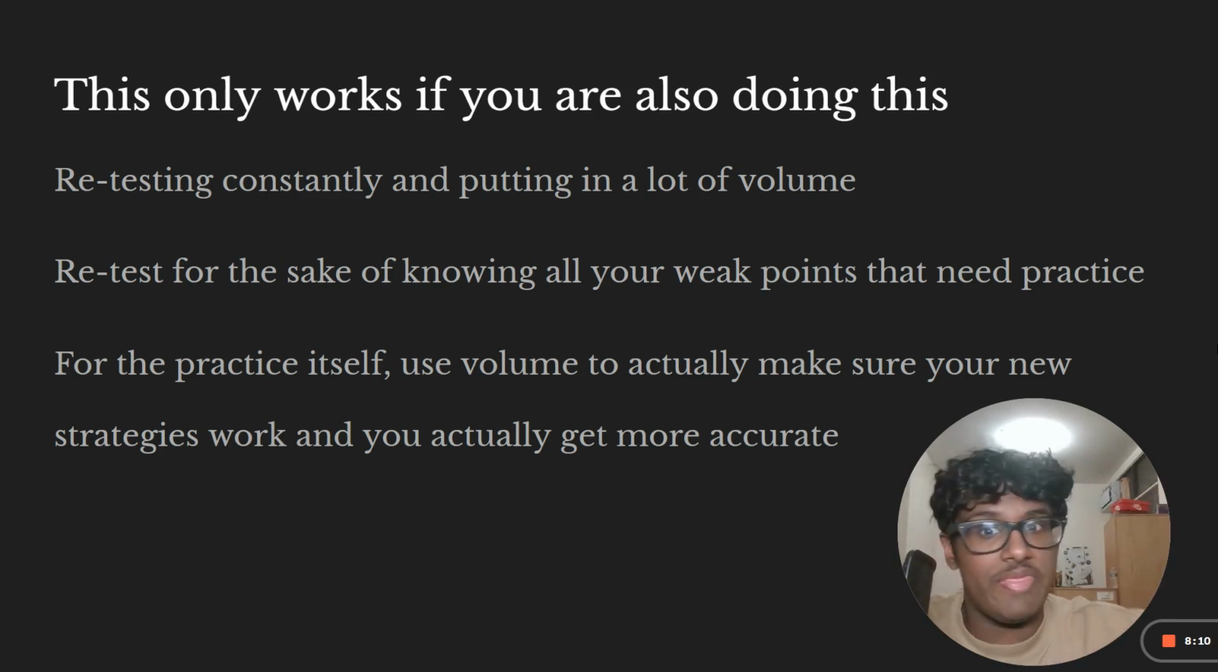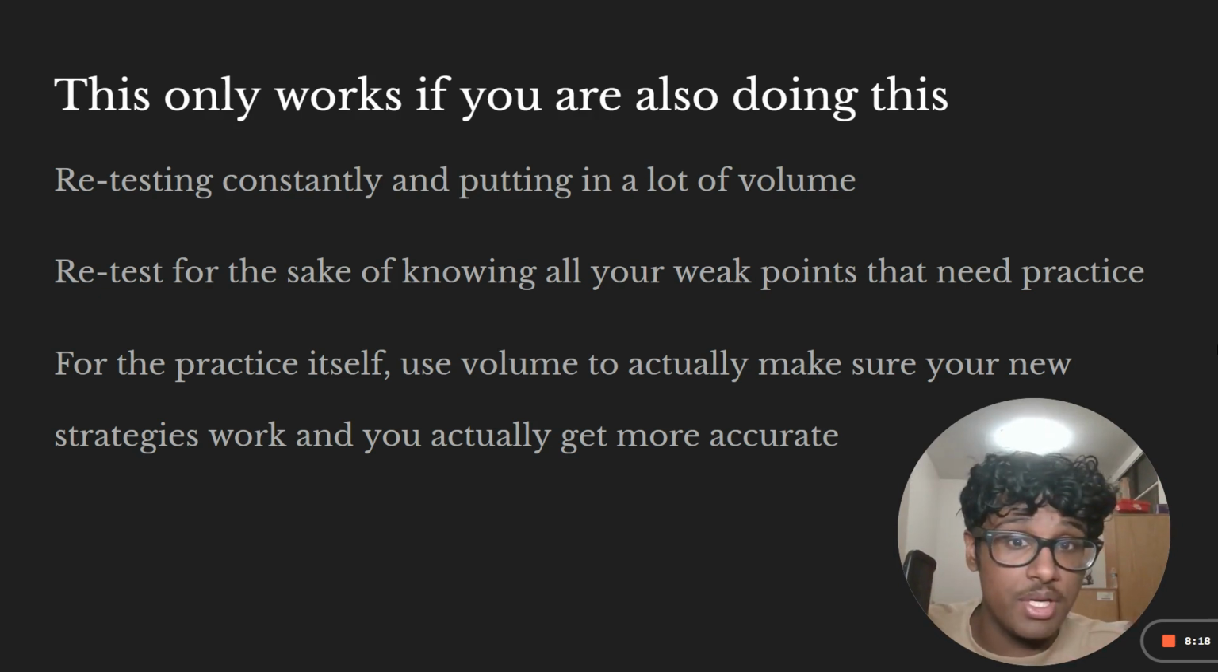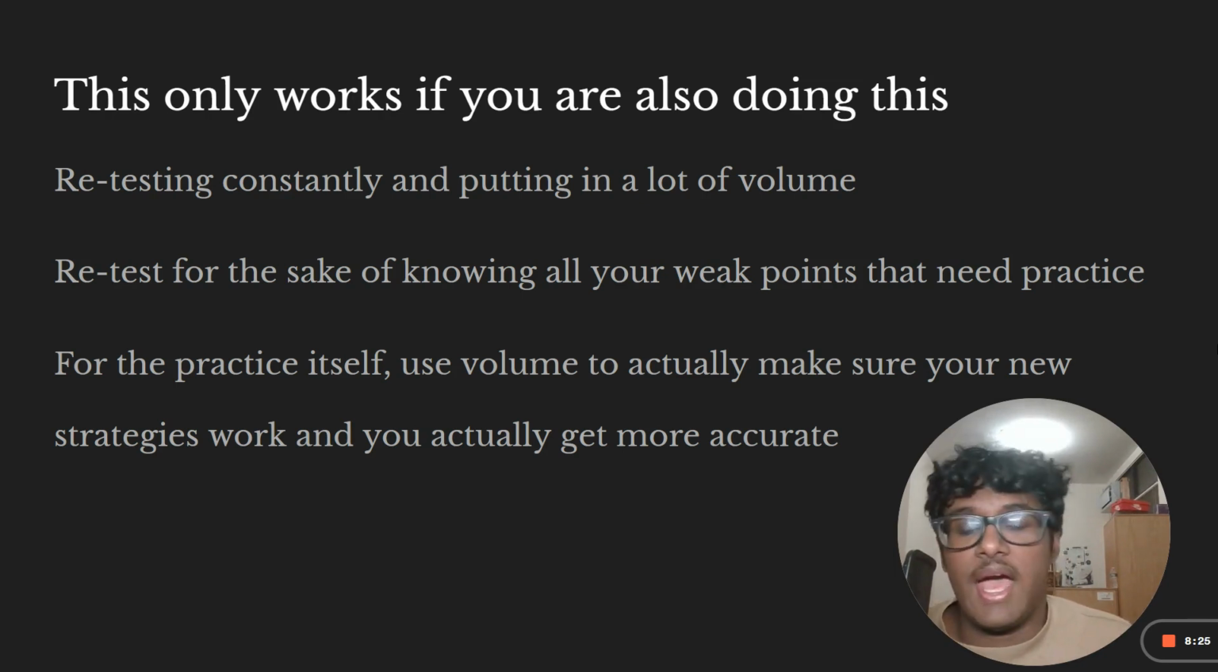That's the only case when they help you. So retest when it helps you, right? It doesn't have to be constant, like I said here, but it should be often. It should be frequent, right? And because of that, you need to put in a lot of volume. You need to put in a severe amount of volume for actually getting good at this method, right?